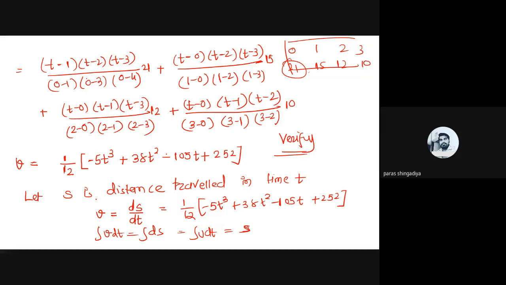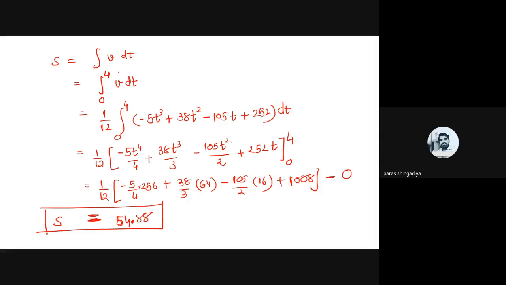So apply the integration to both sides, and here we get s is equal to integration of v dt. And then identify the integration of v dt with the limit 0 to 4. What is the boundary? It starts from 0 and ends at 4. So how much distance will it cover from 0 to 4? So find the integration with respect to t of this equation. Replace the values 0 and 4, and you will get one answer that is 54.88. Okay, that distance will be covered in the time t equal to 4 seconds.